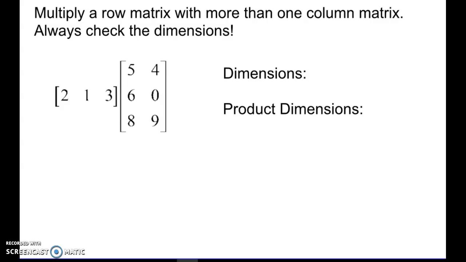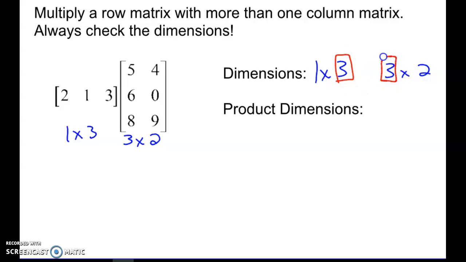All right, if we want to multiply a row matrix with more than one column matrix, you want to check those dimensions. So we have a 1 by 3 and then a 3 by 2. We started with a 1 by 3, and we're multiplying it times a 3 by 2. Since those middle numbers are the same, we are able to multiply. Now, what will be the product dimensions? What will be my answer dimensions? We're going to take that first number and the last number. So our answer should be a 1 by 2. We should have 2 numbers in our answer.